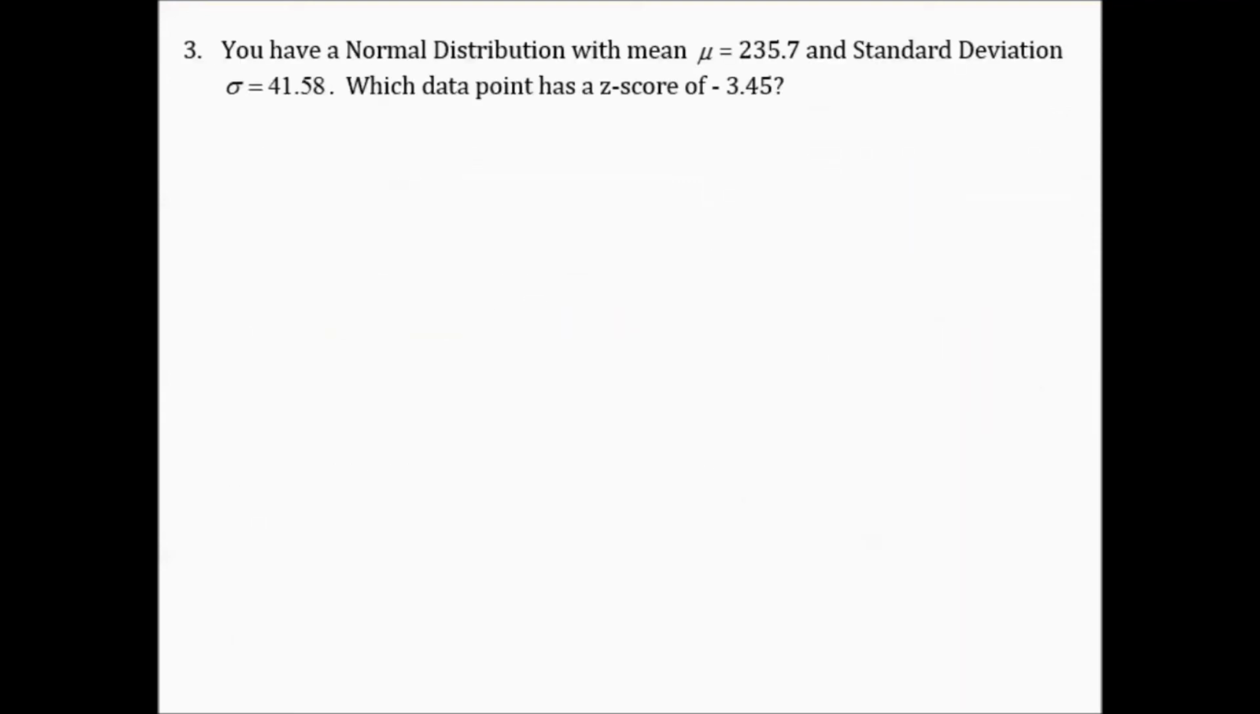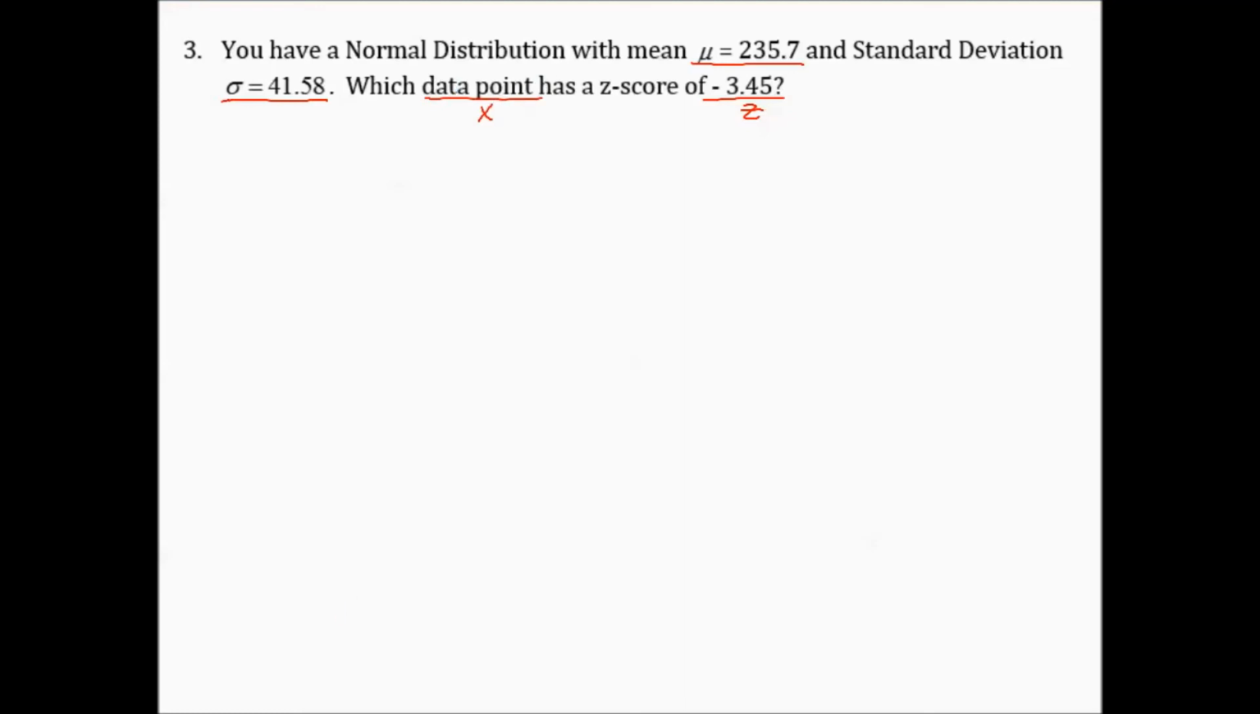Let's look at another example. You have a normal distribution with a mean of 235.7 and a standard deviation of 41.58. Which data point has a z-score of -3.45? So if we look at the information we are given in this problem, we are told that mu is 235.7 and we are told that sigma is 41.58. We are also told that the z-score is -3.45 and we are trying to find x.